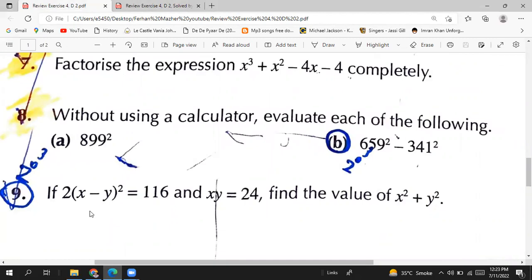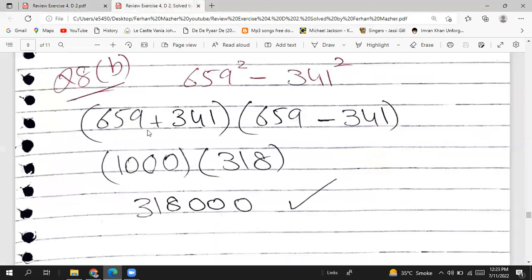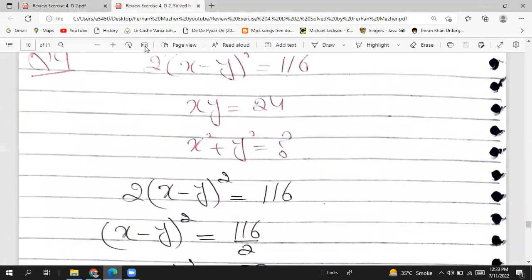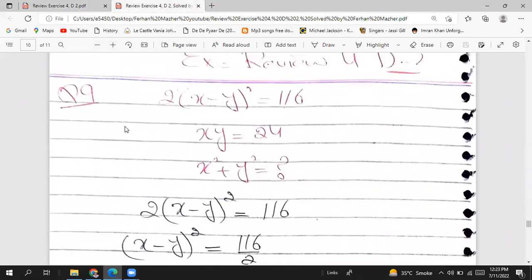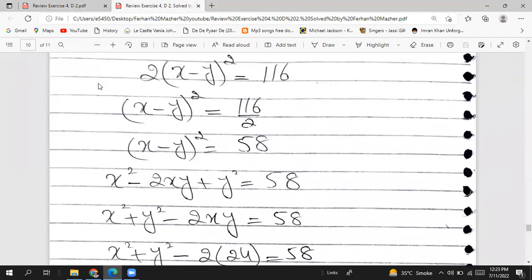So we are on question number 9. He says if 2 bracket x minus y whole square is equal to 116 and xy is equal to 24, find the value of x square plus y square. So 2 bracket x minus y whole square is equal to 116. Take this 2 to the other side. So you will have x minus y whole square equal to 116 divided by 2. So x minus y whole square will be equal to 58.